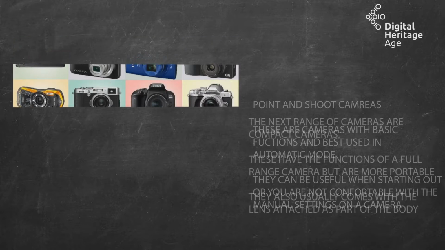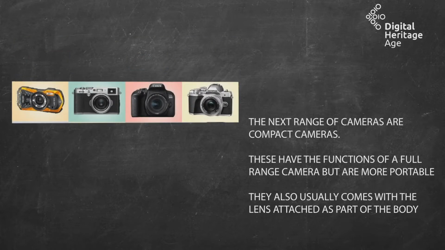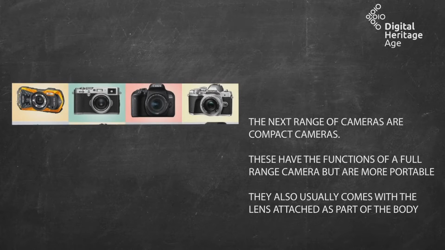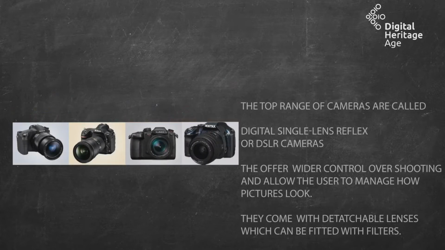So the next level up of cameras would be called compact cameras. They're a bridge between the more powerful professional cameras and the more compact, portable cameras. They have all the functions and ranges of the more powerful cameras, but they would come with lenses attached that you can't take away from the body. So they have some limitations, but they would have all of the manual functions that the digital single lens reflex cameras have, or the digital SLR cameras.